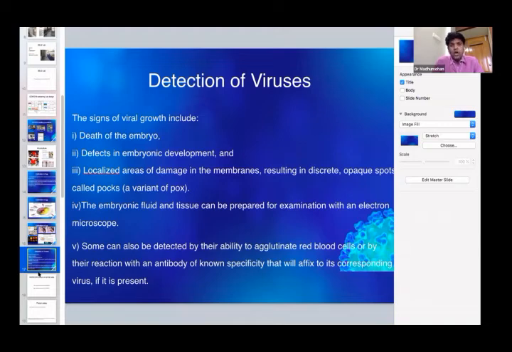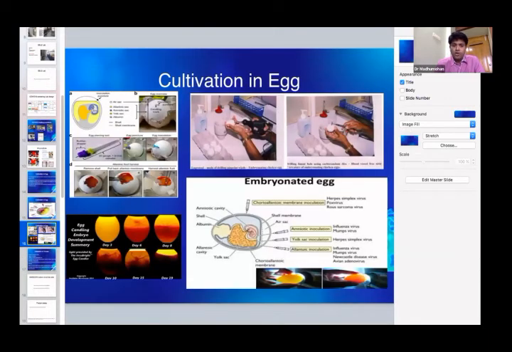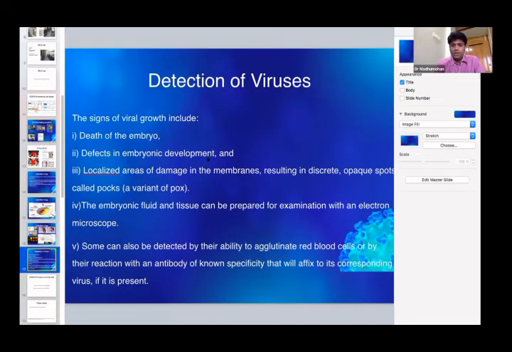So the next question is, how do you detect the virus? After inoculating into the egg, what are the signs? How do you measure that? The signs of viral growth include, once the virus is growing very intensely, that you'll find the embryo will be dead. The death of the embryo is one of the signs. And defects in embryonic development, as I showed before, we measure the embryonic development here. So if the embryo is not developing properly, it means the virus is growing nicely.